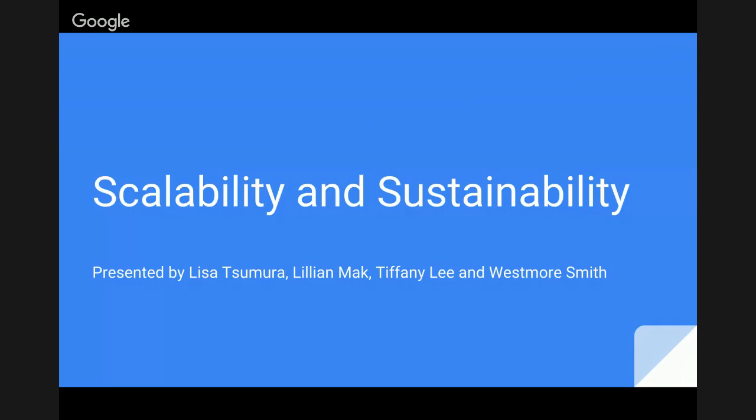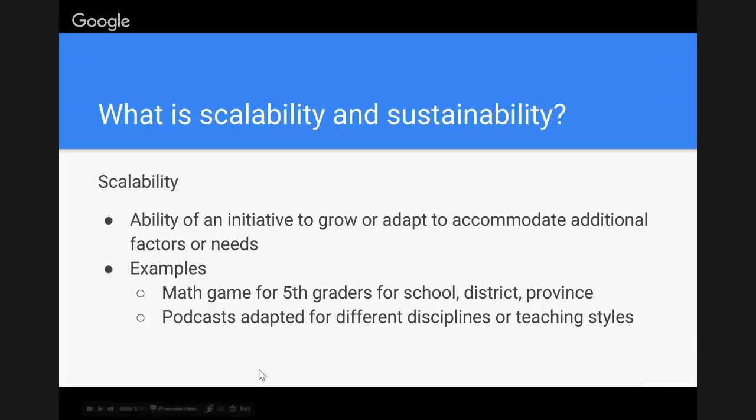I'd like to begin by first explaining what scalability and sustainability is. So first, scalability is the ability of a learning initiative to grow or adapt to accommodate additional variables or needs.